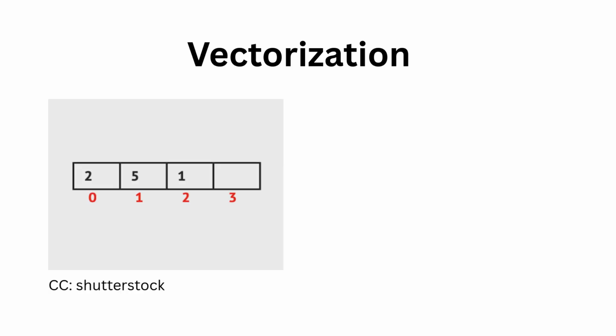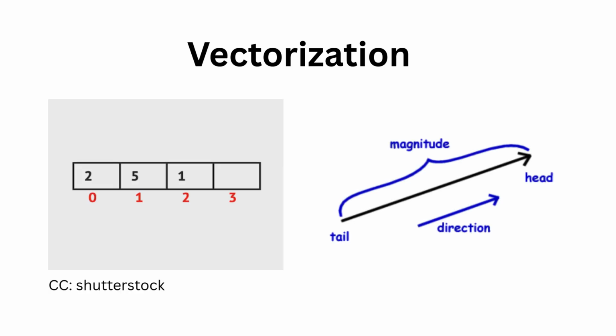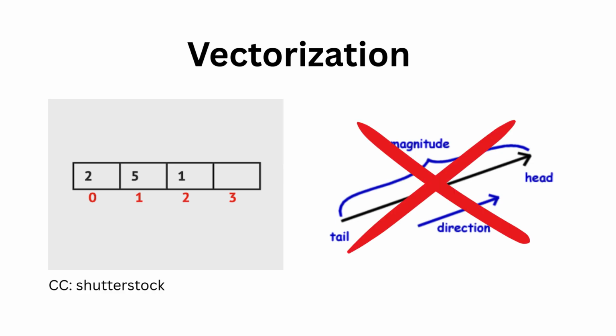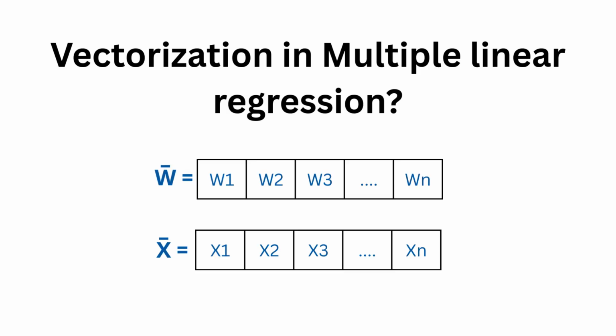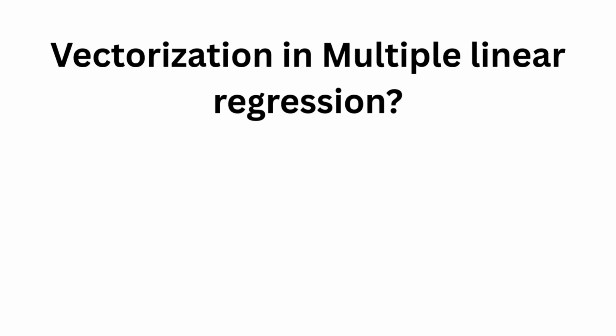Before moving on, let's get comfortable with the idea of vectorization. A vector here is basically just an array. Don't get confused with the physics definition of magnitude and direction. In machine learning, it's just a list of numbers. So, what do we mean by vectors in multiple linear regression? We mean arrays of parameters and features.